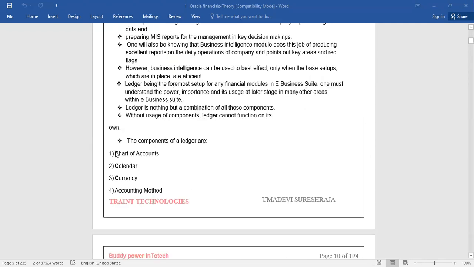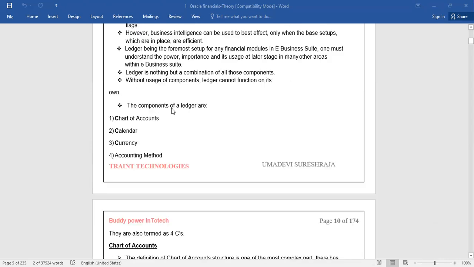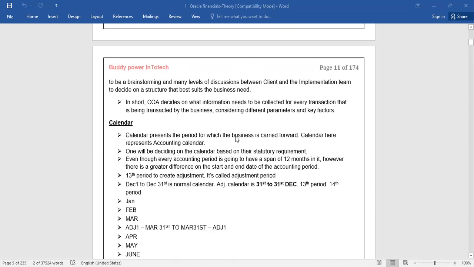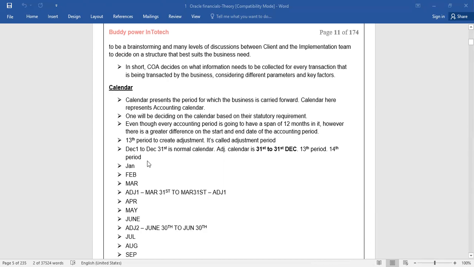Ledger is having 4Cs: chart of account, calendar, currency, and accounting method. What is chart of account? Chart of account, you know that chart of account consists of, in accounting journal, what description is captured in the chart of account. Calendar, it's a normal calendar.